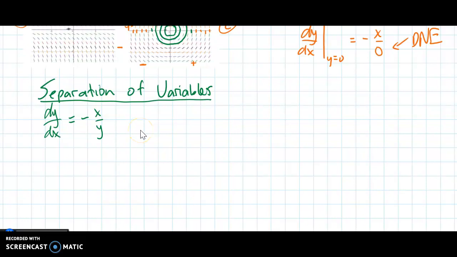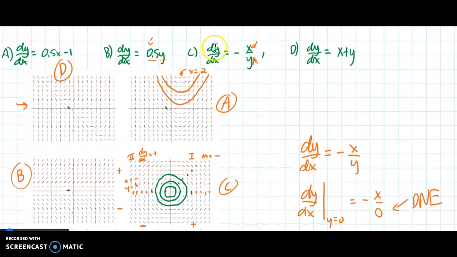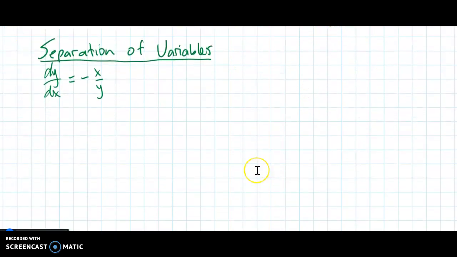So what we're going to do in this video is extend an earlier video. Hopefully you watched part one. We're going to talk about separation of variables, and we're going to specifically look at this equation right here to start: dy/dx equals negative x over y. Hopefully it'll make sense what the solution to this is, based on what we have here from the slope field work we did in the previous video.